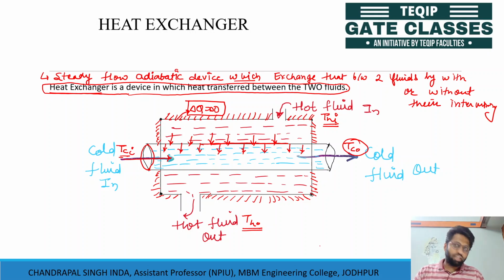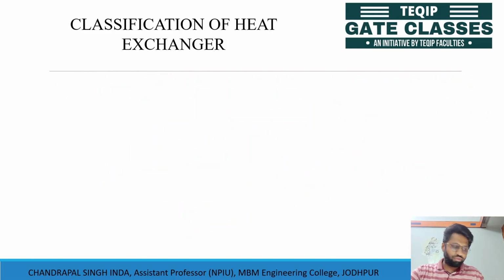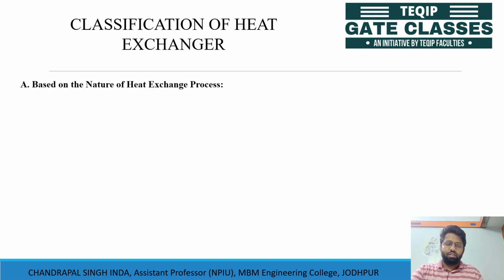So let's classify the heat exchanger. Ideally, the heat exchanger is classified into two categories: one is the direct contact heat exchanger and another is the indirect contact heat exchanger. So let's start with the classification of the heat exchanger. The first classification is based on the nature. The heat exchanger is classified into two categories, as we have discussed.